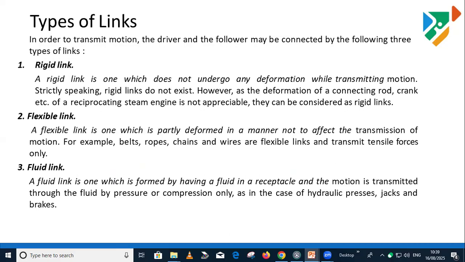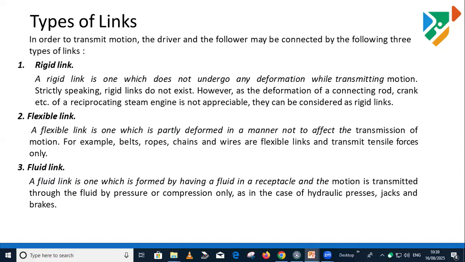Then we have the second type, the flexible link. A flexible link is a link which will partially deform, but that will not affect the transmission of motion. Examples are belt drive, chain drive, and rope drive. Whenever a belt drive is subjected to tensile tension on the tight side and slack side, there may be a deformation in microns, but it will not affect the motion transmission.